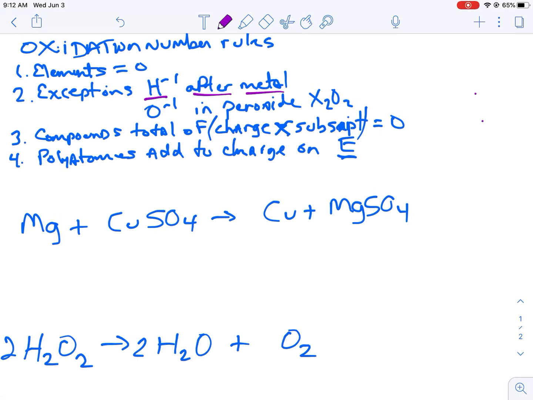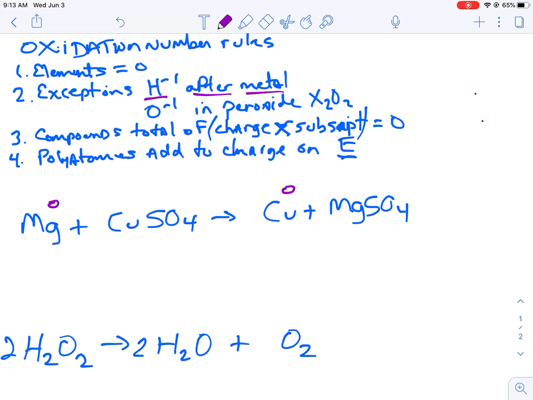First rule is look for elements. Do you see any elements in the first equation? I'll give you a second to look at that. See if you see any elements. Do you? Of course you do. You've got this guy right here and you've got this guy right there. Next up, we've got the compounds.